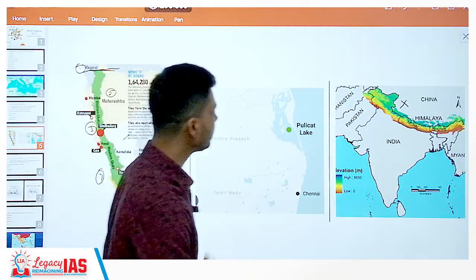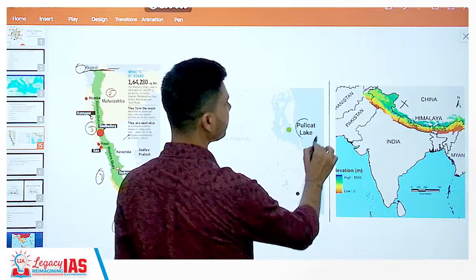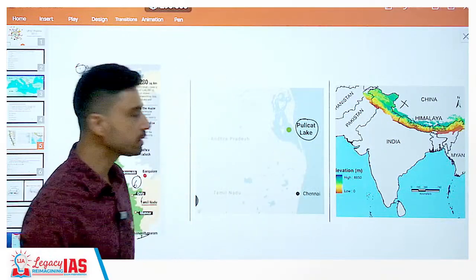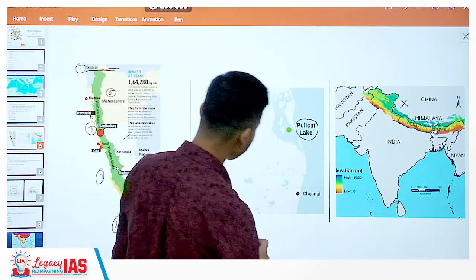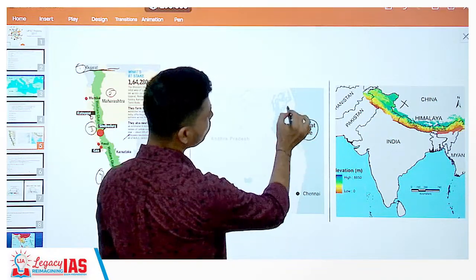And the third statement is about the lake, that is Pulicat Lake. It says that Pulicat Lake is spread over 2 states of India. That is indeed correct, because if you look, this is your Pulicat Lake.